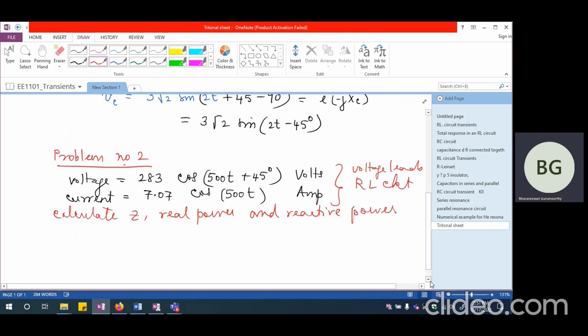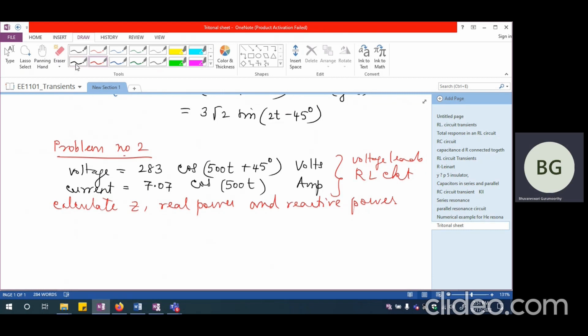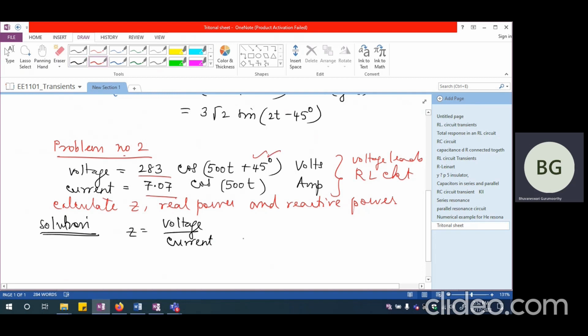So what are the impedance, real power and reactive power values? Let us try to do the solution. The first thing we need to do is to calculate what is the impedance. Impedance is voltage divided by current. If we are using the peak value of voltage, we can also use the peak value of current. But if we are using RMS value of voltage, we should use RMS value of current. But we have to take into account the phase angle as well.